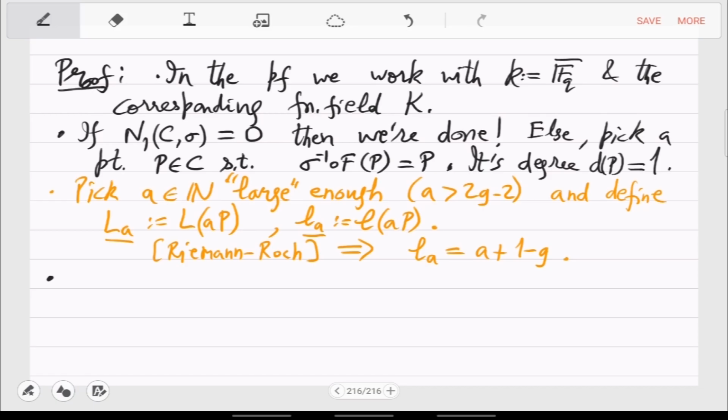For example, we'll see how this map sigma and F, what do they do? So let's define phi to be sigma inverse F. Right, so this is a map from the curve to the curve. It's a morphism.